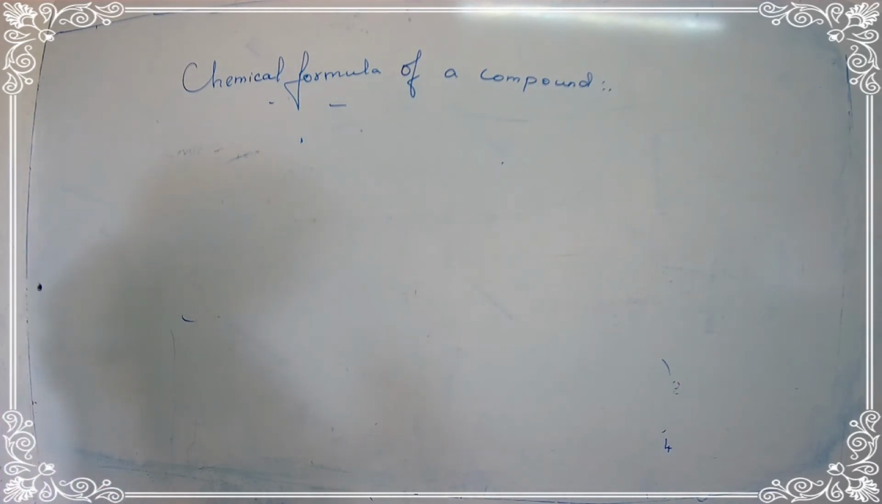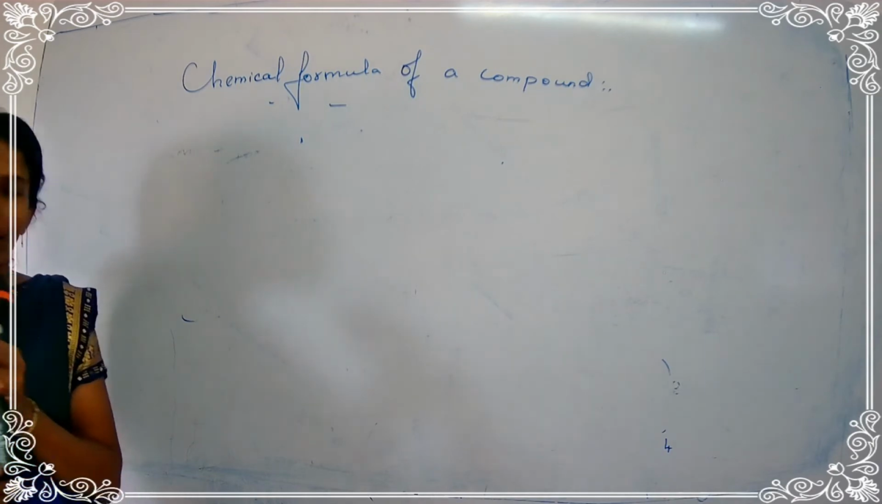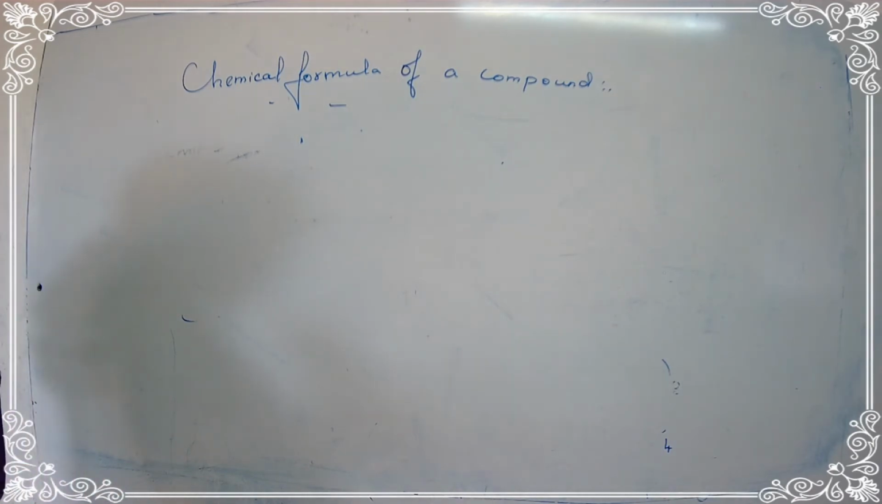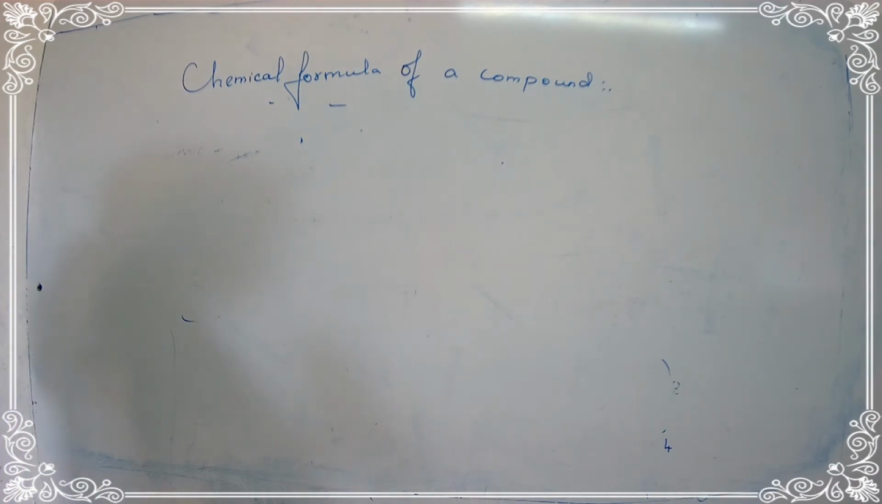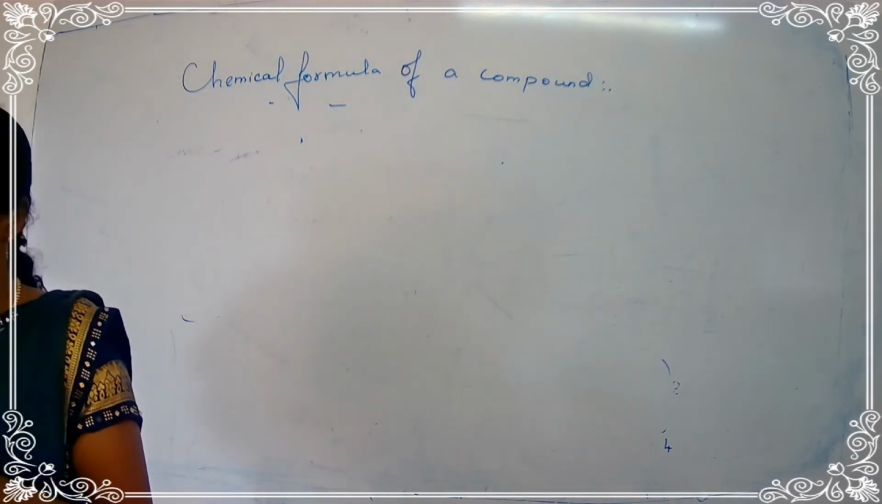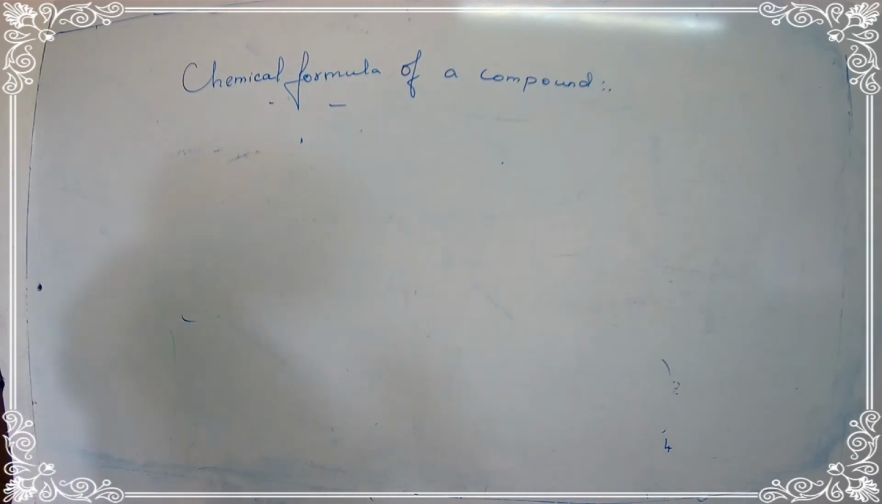Next, while writing the symbol, the positive ion is written first. That means left hand side. And then the negative ion. Two ions, yes, the positive ion and the negative ion. So the positive ion should be written first, on the left hand side. Then the negative ion should be written on the right hand side.